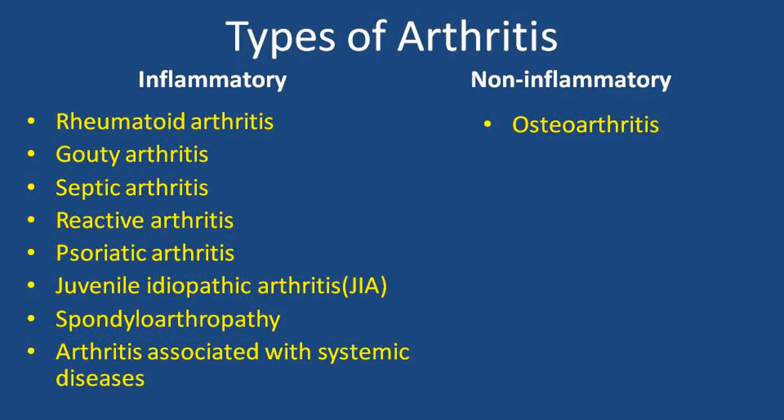Arthritis can be divided in many ways. According to the presence of inflammation, it can be broadly classified into inflammatory and non-inflammatory group. The inflammatory group consists of rheumatoid arthritis, gouty arthritis, septic arthritis, reactive arthritis, psoriatic arthritis, juvenile idiopathic arthritis, spondyloarthropathy, arthritis related to systemic diseases, etc. The non-inflammatory group consists of osteoarthritis, which is a degenerative type of arthritis and usually seen in older age group.